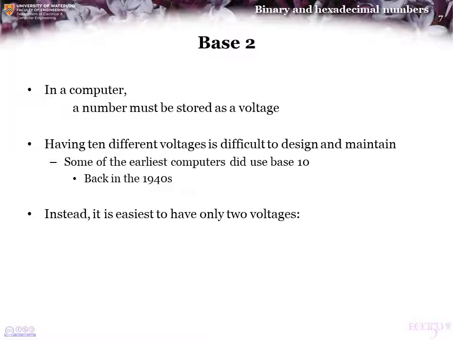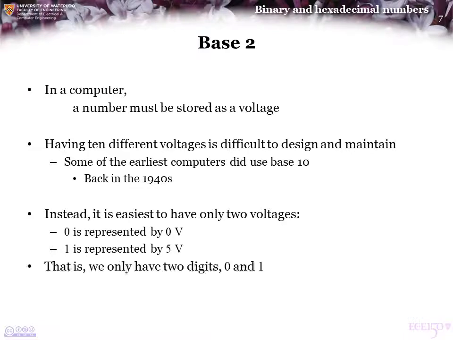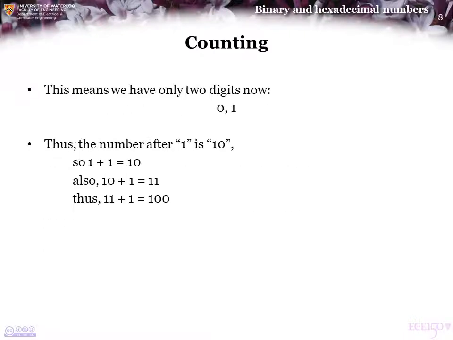Instead, it is easiest to have only 2 voltages. 0 is represented by 0 volts, and 1 is represented by 5 volts. Consequently, we have only 2 base 2 digits, or only 2 binary digits, 0 and 1. It's as if we were counting with our arms rather than with our fingers. We will call 0 and 1 bits, and that comes from an abbreviation of the words binary digits. So this means we only have 2 bits now, 0 and 1.